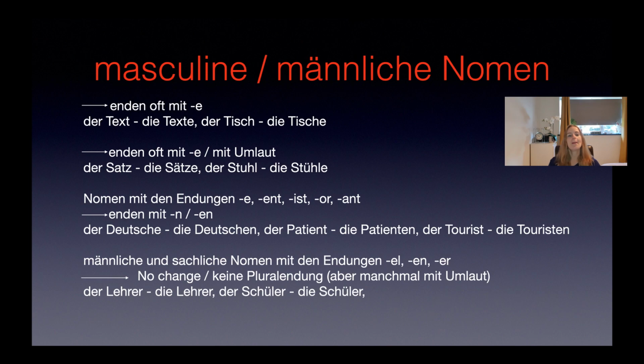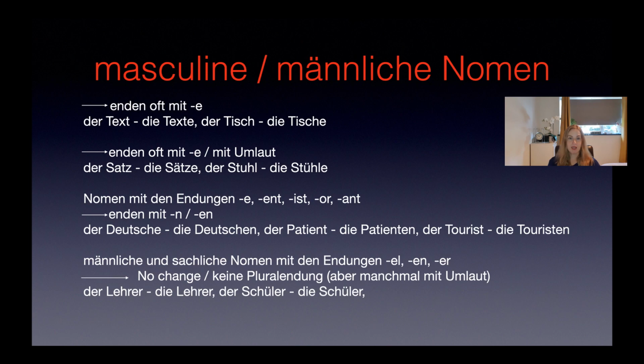Let's start with the masculine group. The masculine noun group. Die männlichen Nomen. Most of them simply end with an e. For example, der Tisch, the table, gets into die Tische. Der Text, like the things you're writing, turns into die Texte.